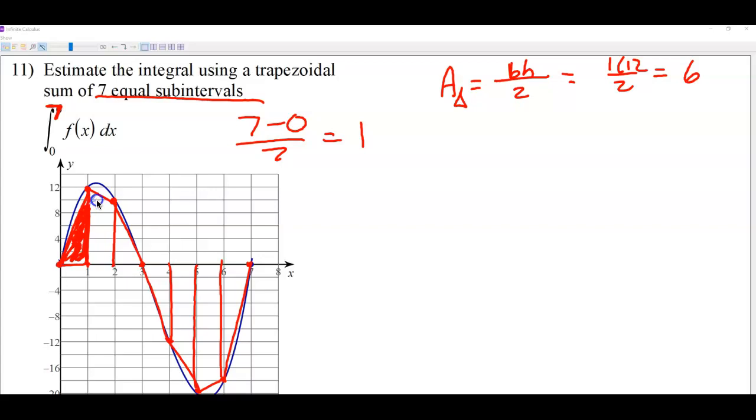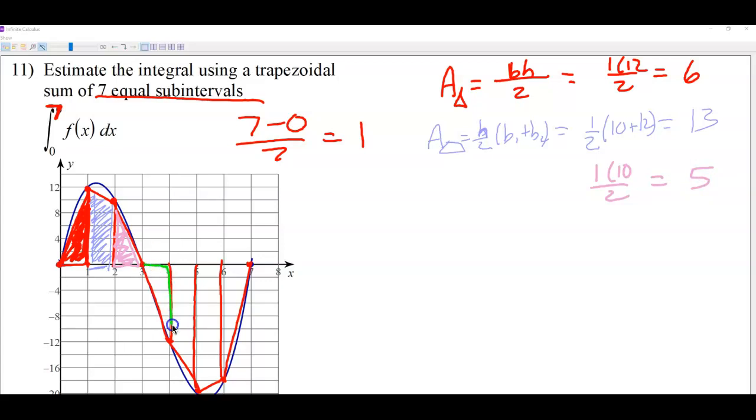The next shape is a trapezoid. It has a height of 1, and my bases are 10 and 12. So for that one, it's 1 over 2 times 10 plus 12. That's how you find the area of a trapezoid, in case you forgot. It's supposed to be H. And that gives me 13. I'm just going to keep chugging along there. Once again, we have another triangle here. Base of 1, height of 10. That's 5.